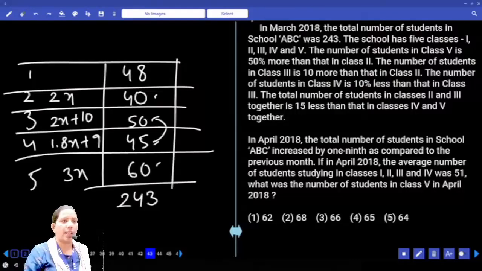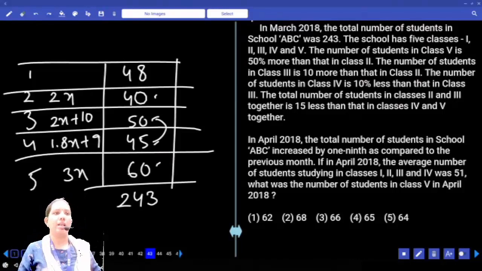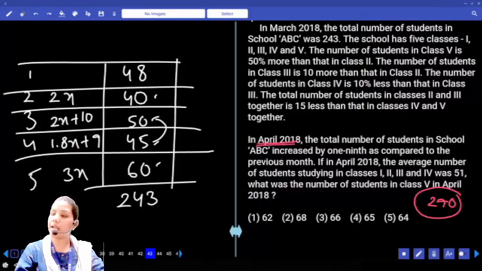March value is 243. How much did it increase in April? It increased by 1/9. What is 1/9 of 243? 27 increased. What is 243 plus 27? 270. So in April 2018, the total number of students is 270.